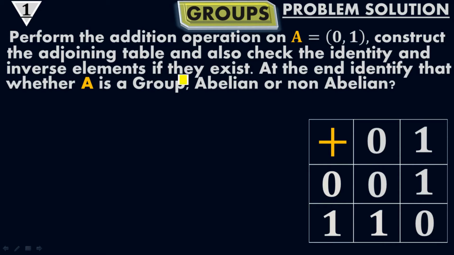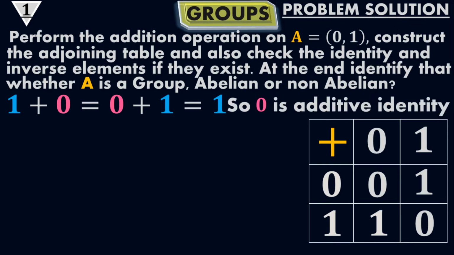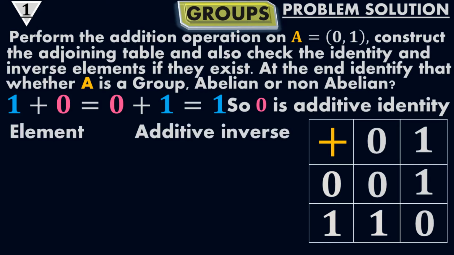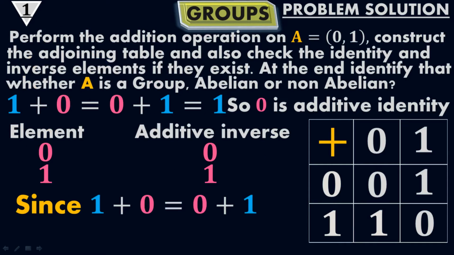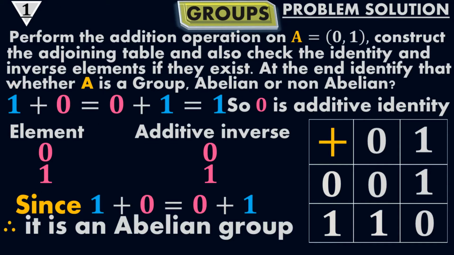Now to check the identity and inverse elements, whether they exist or not. 1 plus 0 equals to 0 plus 1 equals to 1. So 0 is the additive identity. But what about the inverse elements, according to the additive inverse? On one side we have the element, on the other side we have the additive inverse. So 0 is the additive inverse of 0. 1 is the additive inverse of 1. Because remember, 1 plus 1 equals to 2, and 2 minus 2 equals to 0. Similarly, since 1 plus 0 equals to 0 plus 1, therefore it is an abelian group. It is actually an abelian group because it satisfies the commutative law.